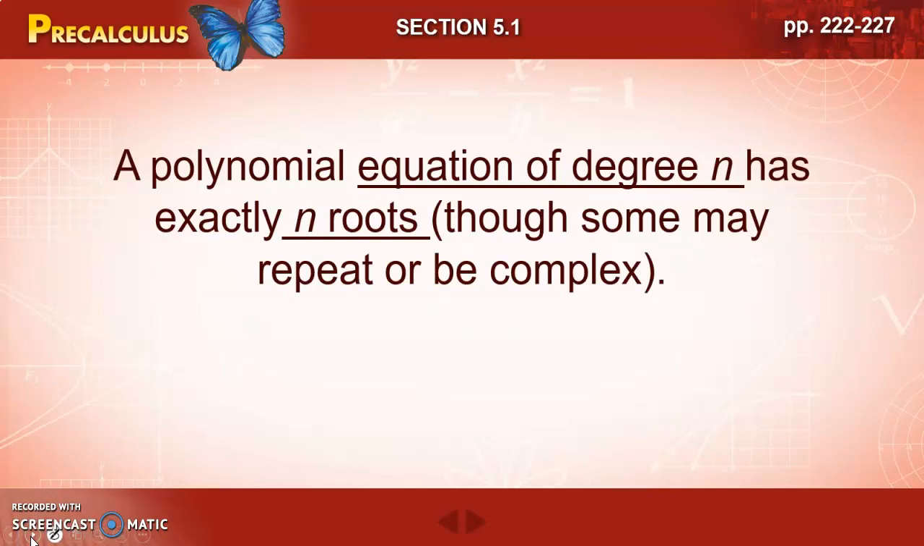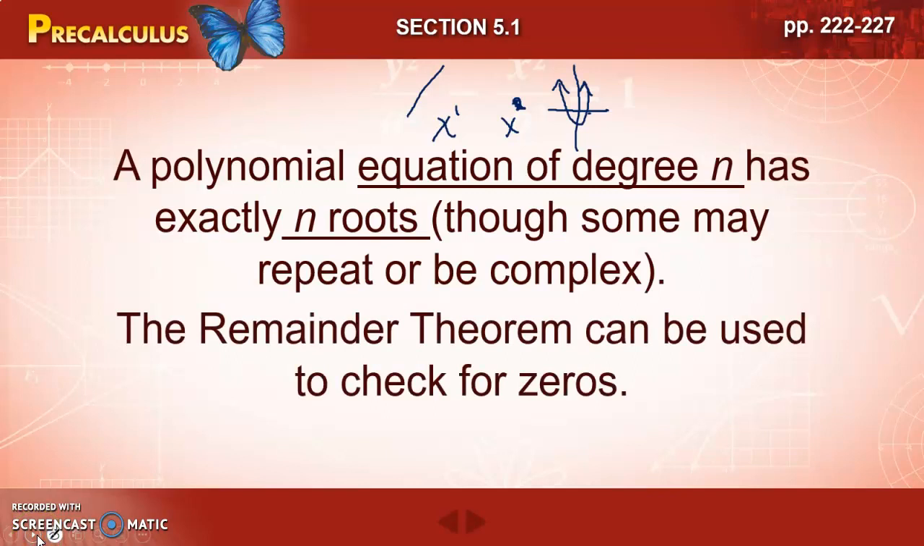As a quick reminder, a polynomial equation of degree n has exactly n roots. Some may repeat or be complex. So x to the first power has exactly 1 root. That's a linear equation, and you should know that it crosses the x-axis 1 time. x squared, degree 2, has exactly 2 roots. Those may repeat or be complex, and if you remember, x squared is the shape of a parabola, and that can cross the x-axis at most 2 times. So x cubed would have 3 roots, x to the 4th would have 4 roots, etc. The remainder theorem can be used to check for zeros.